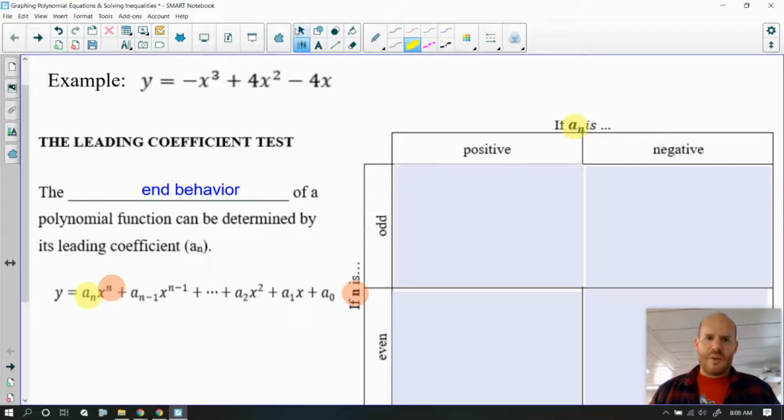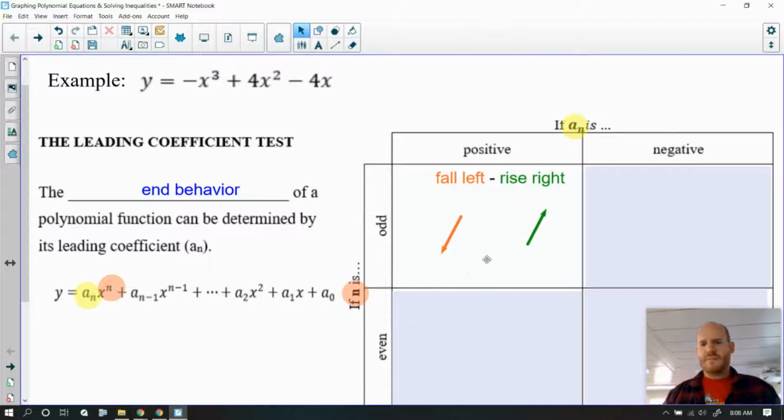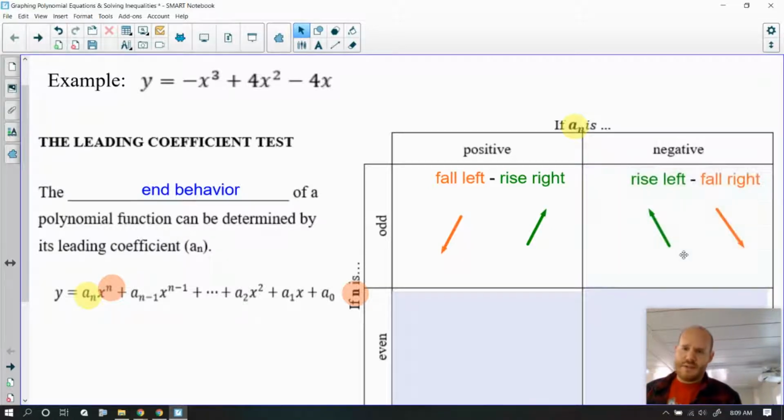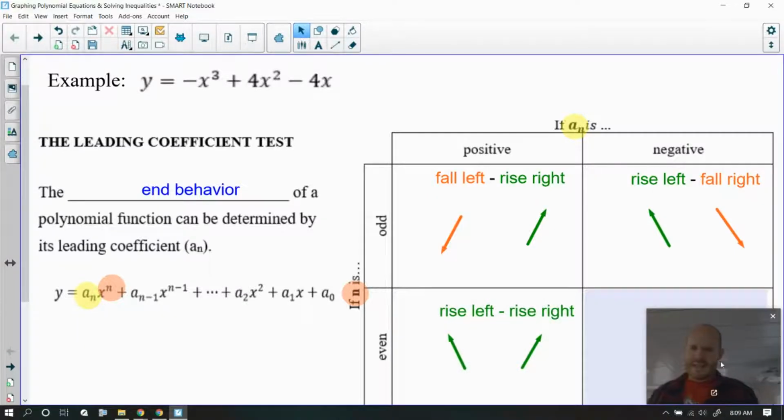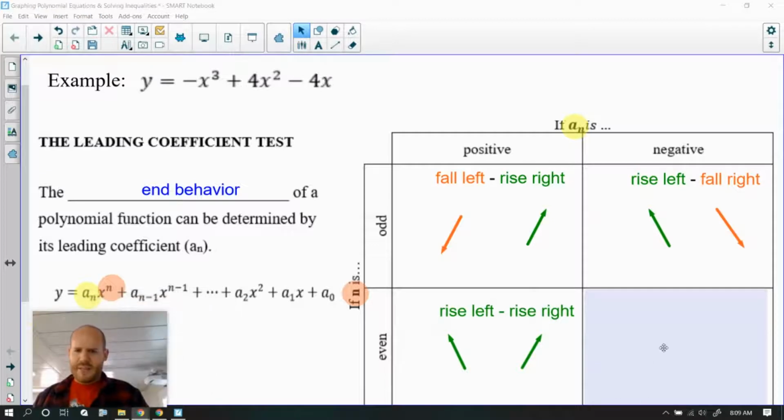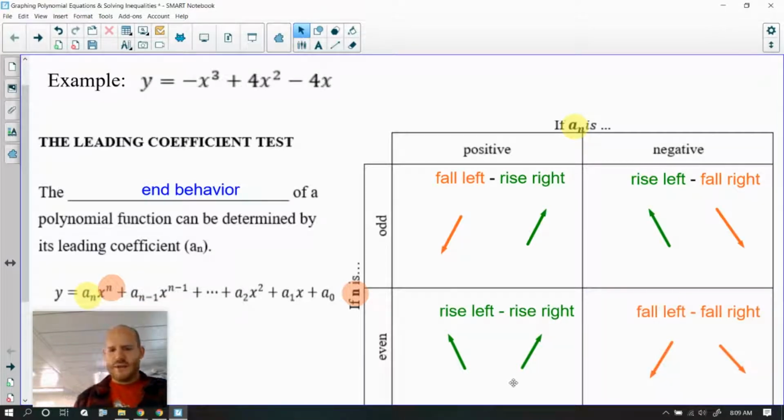So if it is an odd degree polynomial with a positive leading coefficient, I'm going to fall to the left and rise to the right. If it is a negative leading coefficient of an odd polynomial, it's the opposite of this, rising to the left and falling to the right. We could do similar inference if my degree is even and my leading coefficient is positive, I rise left and rise right. And if my leading coefficient is negative on an even polynomial, I fall left and fall right.